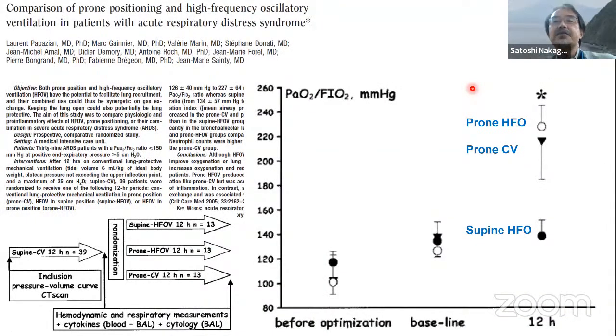Prone positioning can be combined with the high frequency oscillation. This is also an adult study. After 20 hours of applying the high frequency oscillation with prone positioning, the prone HFO group had the highest PF ratio compared with the prone conventional mechanical ventilation and supine high frequency oscillation.